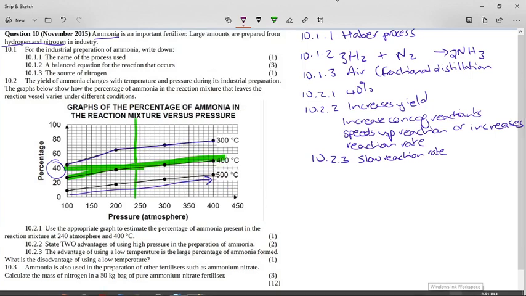Now it says, ammonia is also used in the preparation of other fertilizers such as ammonium nitrate. Calculate the mass of nitrogen in a 50 kilogram bag of pure ammonium nitrate fertilizer. Usually in these questions they've got a percentage purity on the bag, but now they are telling you it is 100% pure. All you've got in that bag is ammonium nitrate. So it asks you the mass of nitrogen. So we have to find the percentage of nitrogen in ammonium nitrate. To do that we have to know that the formula of ammonium nitrate is NH4NO3.